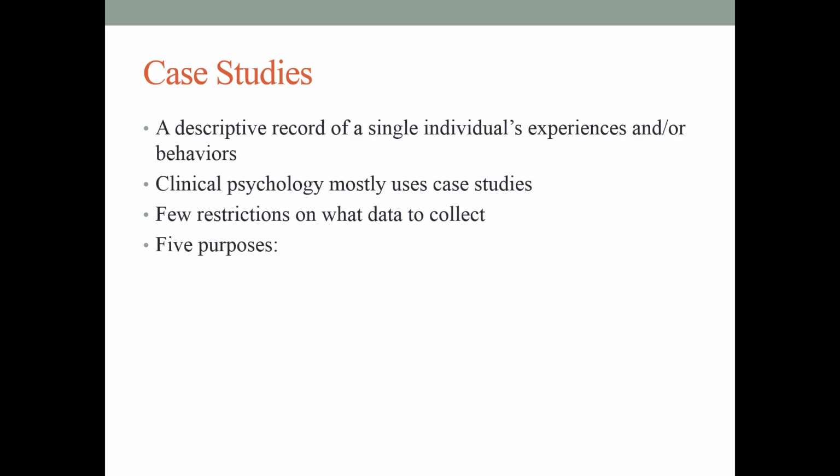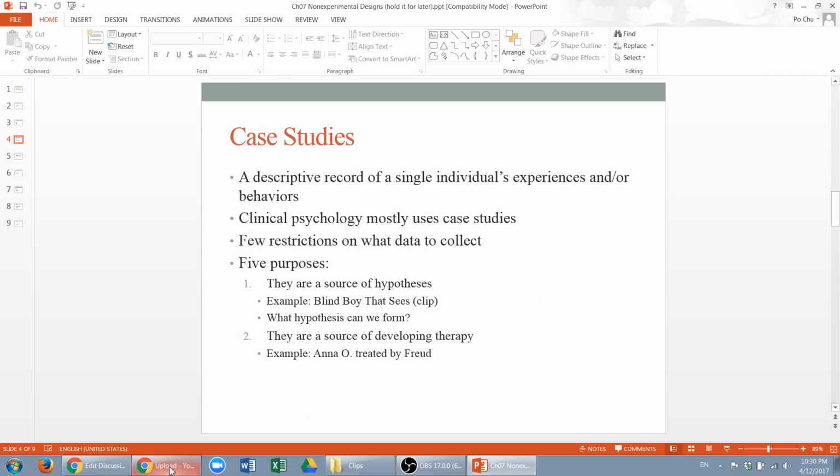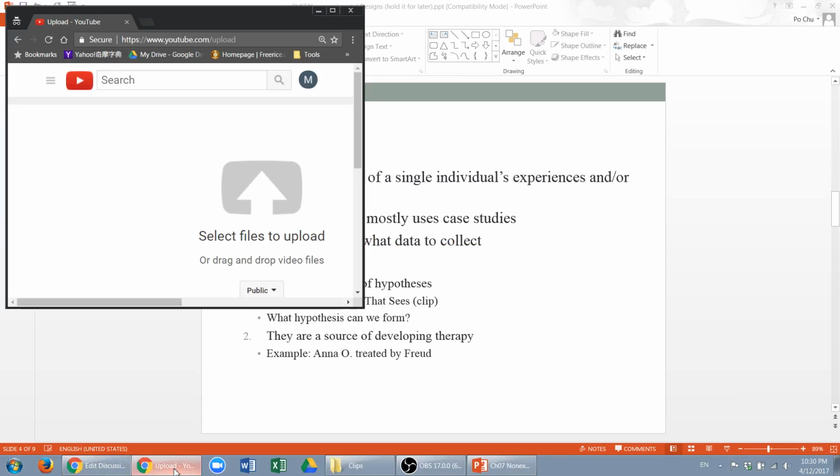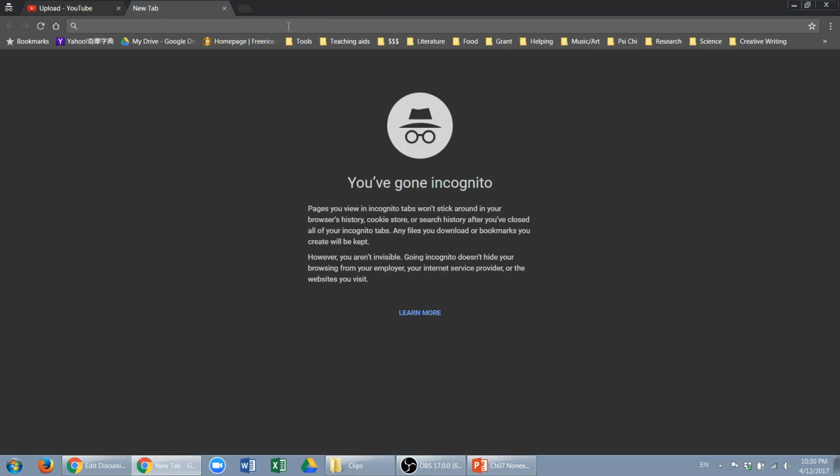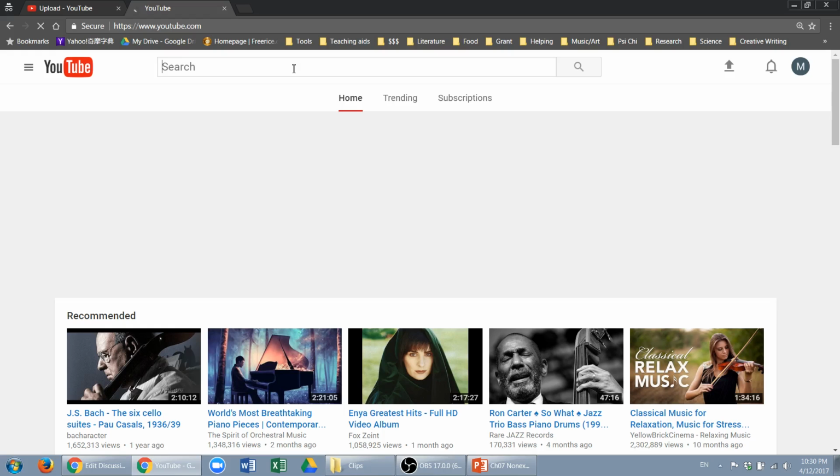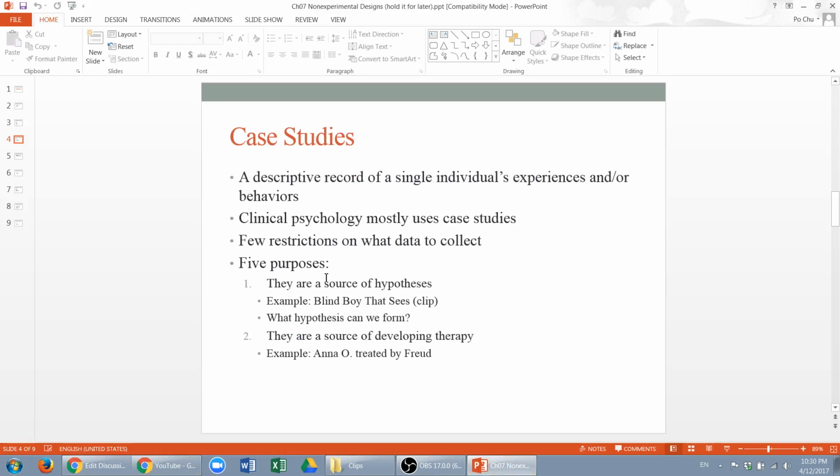So there are five purposes for case studies. First, they are a source of hypotheses. Let me show you this example. There's a blind boy that sees. It's supposed to be a clip, but I think you can just go ahead and download it yourself. I'm not going to show the whole clip, but I'm going to go to YouTube and take a look at this.